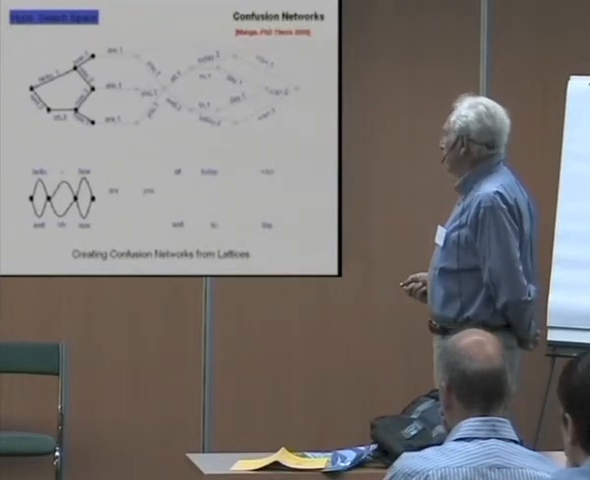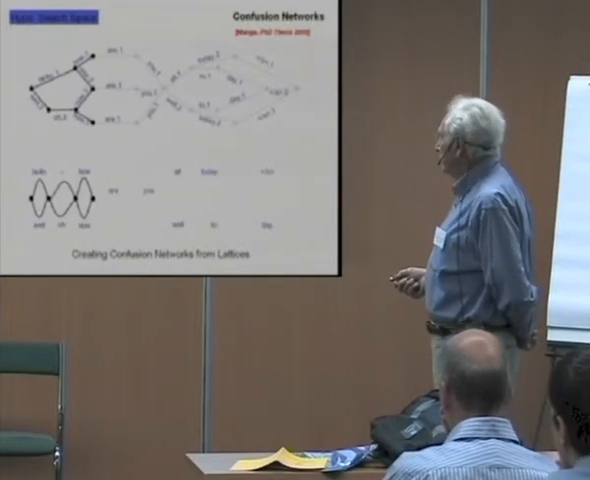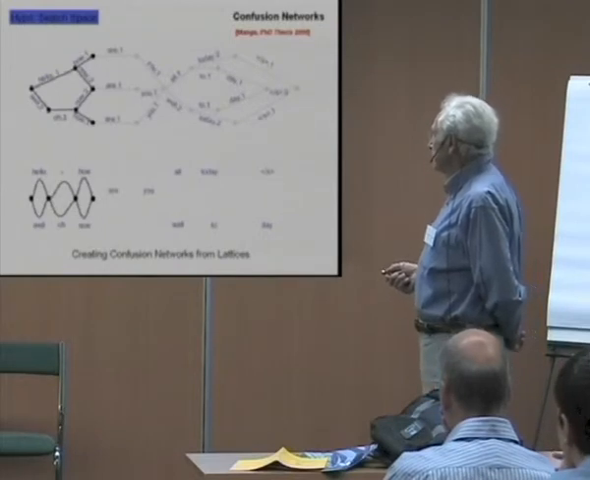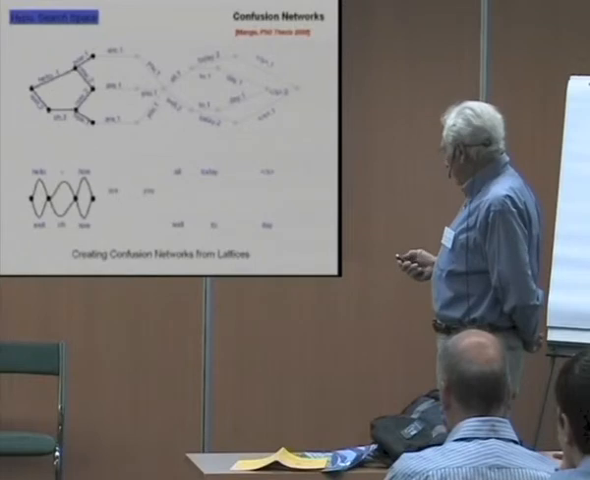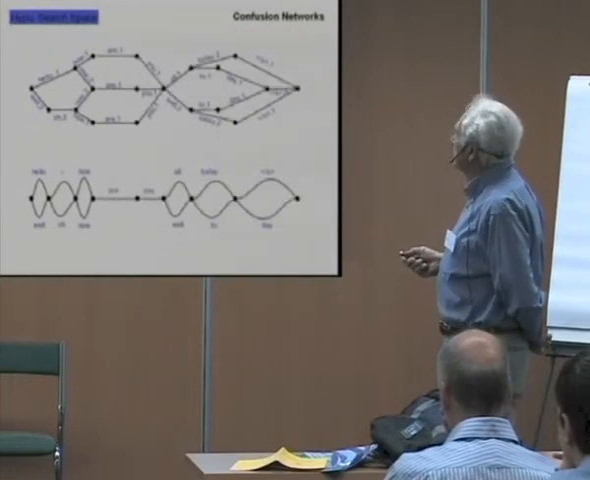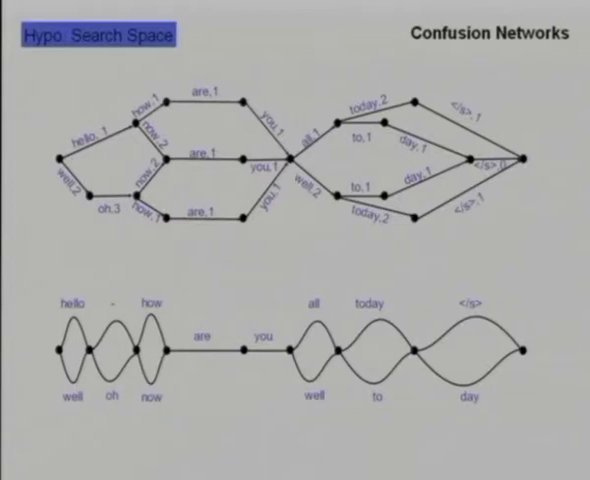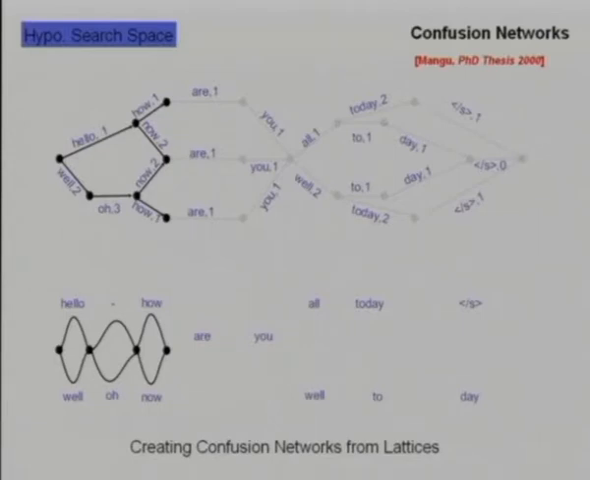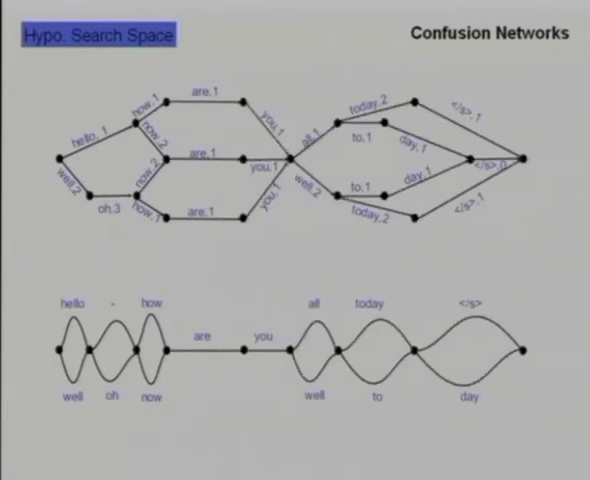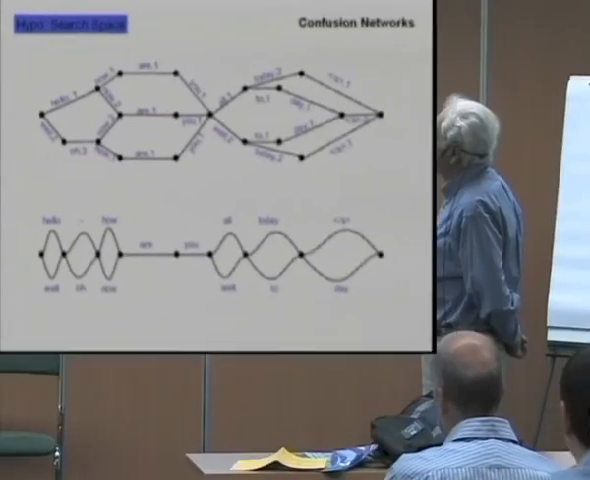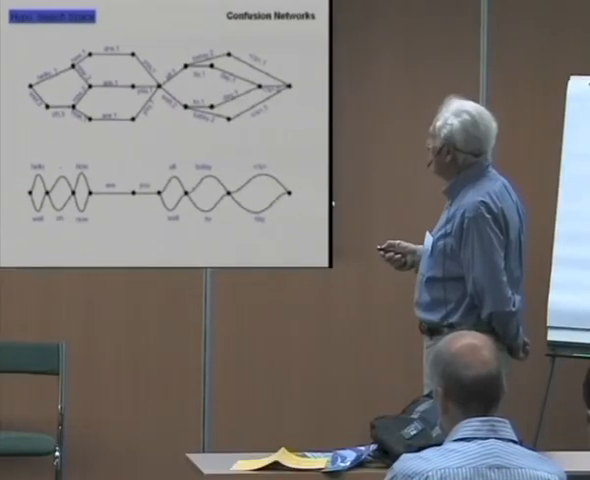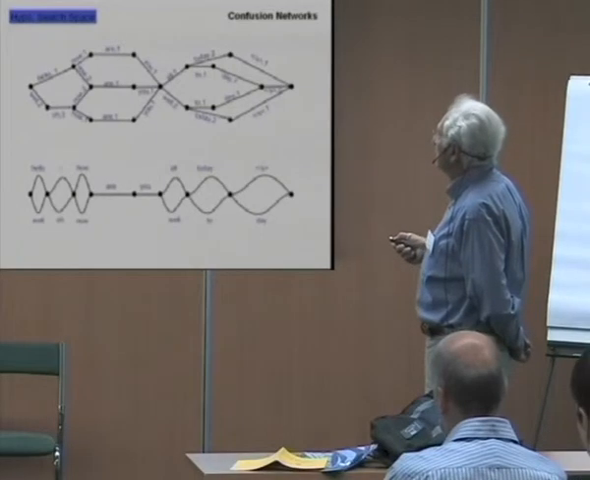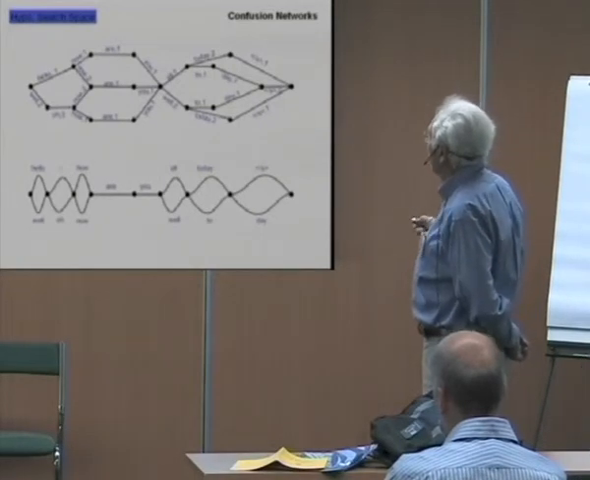And that's the work of somebody named Lydia Mangu, who's now at IBM and used to be our student also at Johns Hopkins. And what you see here is that the lattice is reduced into what's known as a confusion network, which is more or less equivalent in the paths, and it's much simpler, because what it shows you is what the alternatives are. Here it's not clear what the alternatives are in time.